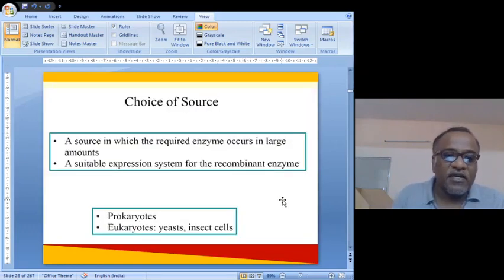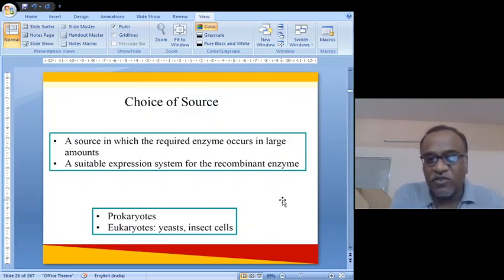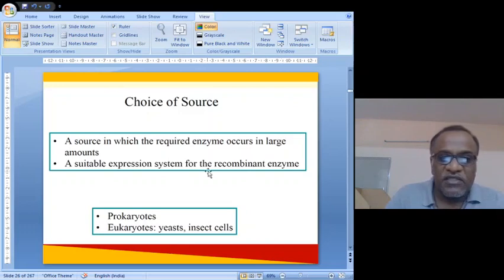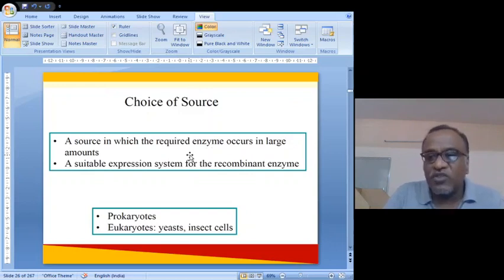So we are speaking about the source. What is the source? What should be the choice? How should the source be chosen? A source should be one in which the required enzyme occurs in large amounts. If you select a source where the enzyme amount is very low, then probably you will not have sufficient concentration or quantity of the enzyme for further analysis.